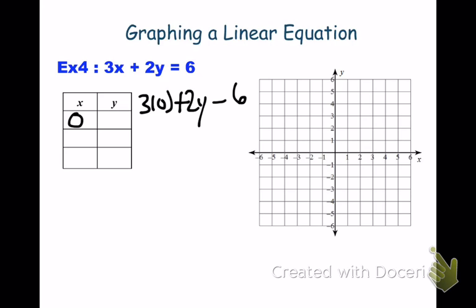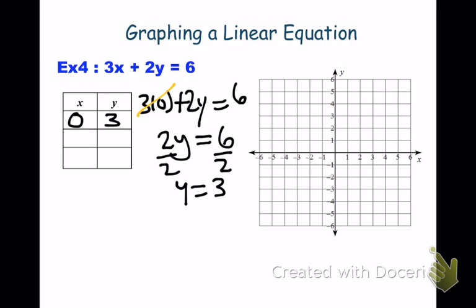Remember, the 0 will eliminate this right here. We're going to continue from there. We're going to be left with 2y equal to 6. We divide both sides by 2, and we're left with y equal to 3. So that's my first point.